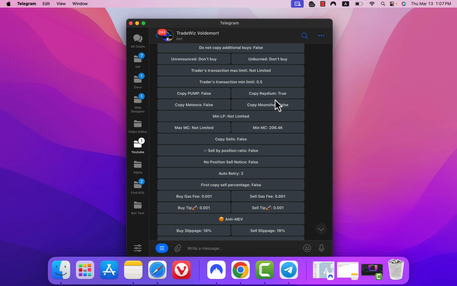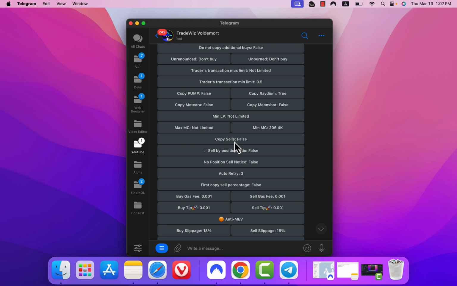Ultra only supports Raydium pools. So Pump, Meteora, and also Moonshot should be false. Min LP, there's no limitation. For max market cap, no limitation. But for min market cap, as I shared before, this should be $206,000. But in different wallets, this will change.